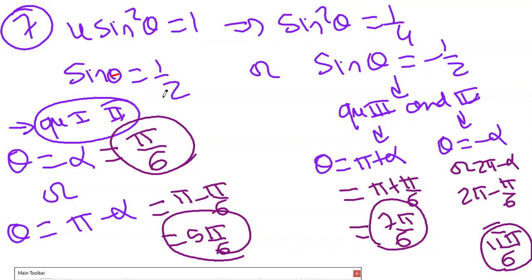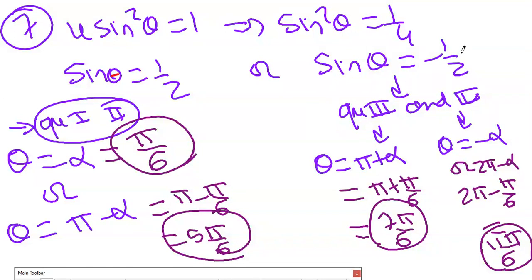It's the angle that is in quadrant 2. How do we find this angle? What is the relation between the angle in quadrant 1 and quadrant 2? It's alpha and pi minus alpha. So the first angle is pi over 6 and the second one is pi minus pi over 6. So it gives me 5 pi over 6.